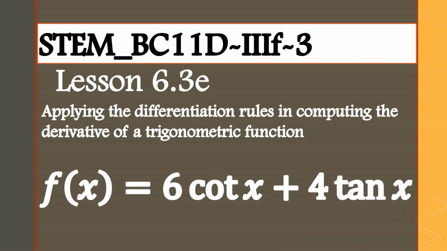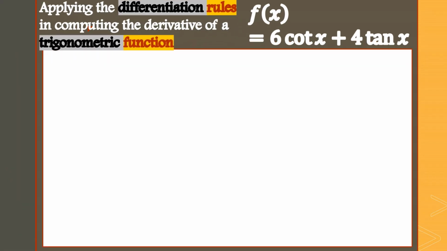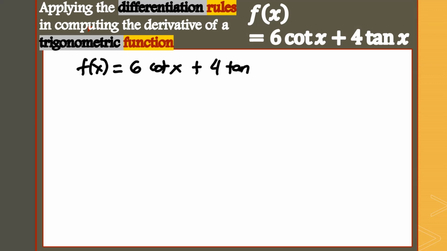Let's apply the differentiation rules in computing a derivative of this given function. Before we can differentiate this given function, identified as, again, this is our function, 6 cotangent x plus 4 tangent x, we need to remind ourselves of the appropriate differentiation rules, specifically here for cotangent and tangent x.